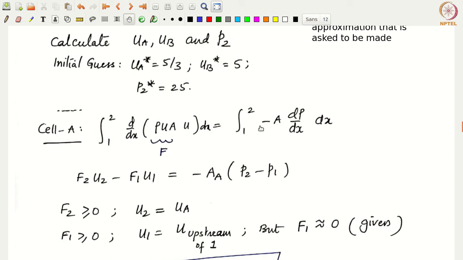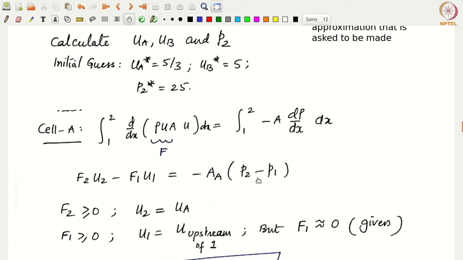So for cell A, this is minus A sub A times the integral of dp/dx dx, which would give you the integral of dp, which will give you pressure. That means if you apply the limits, this is basically P2 minus P1.